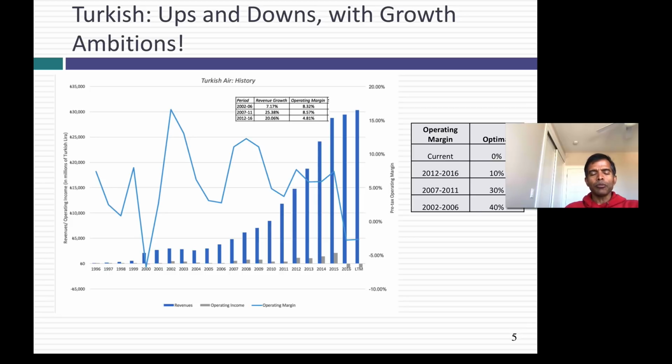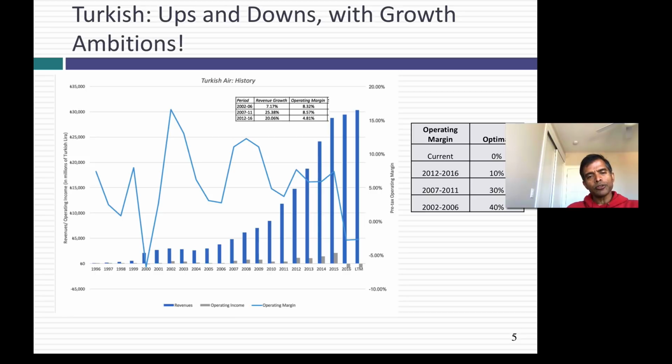The first company I'm going to use is Turkish Air. Turkish Air obviously is an airline, and like all airlines, its earnings go up and down, and superimposed on top of this is an ambitious airline. Ambitious in what sense? It wants to grow. You can see that in the numbers I report as you go through the different periods: you go from an earlier period where revenue growth was low and margins were high to the most recent periods where revenue growth is high and margins are low.